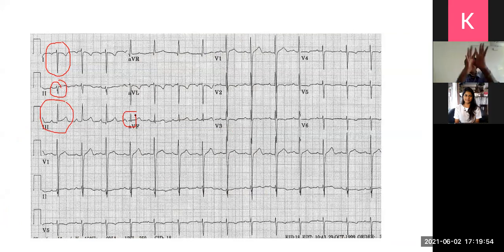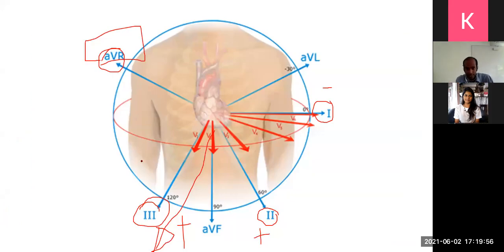So looking at this, you can see the direction. Positive, positive, positive this way. AVR may or may not be positive. It doesn't have to be positive always. It becomes positive only when the axis goes very far to the right. But here, when you go slightly to the right, you will have 2, 3 and AVF being positive. 1 is clearly negative. Fine.